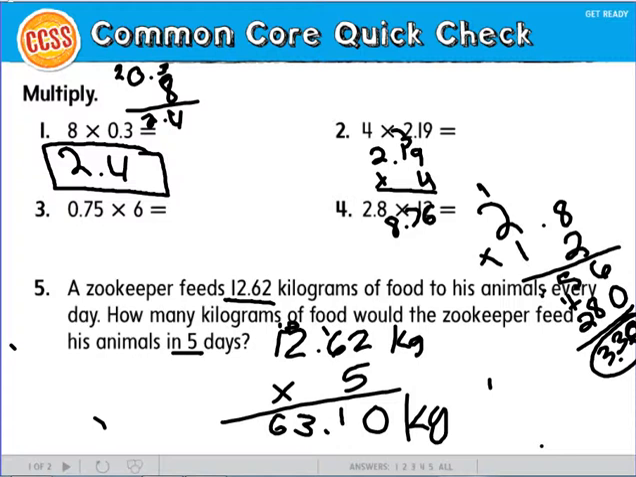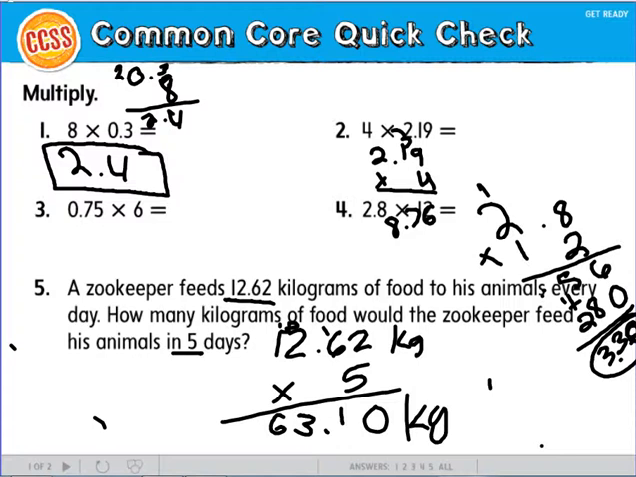Number 2. Mr. Spalding says that 2 and 19/100 times 4 is 8 and 76/100. So 4 times 9 is 36. We carry the 3 over, regroup. 4 times 1 is 4, plus 3 is 7. 4 times 2 is 8. There are 2 decimal places in the first number, none in the second, so our answer needs 2 decimal places. 8 and 76/100, that would be correct.